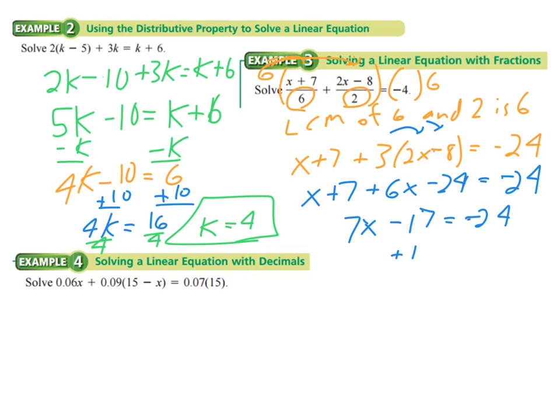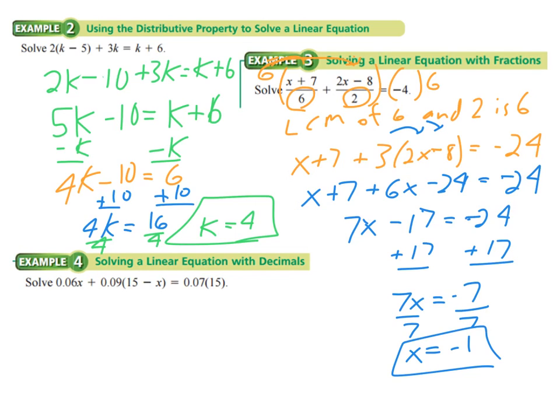Add the 17 to both sides. We get 7x equals negative 7. Dividing by 7, we get x equals negative 1. And so that's what that one looks like. Again, you can always check by plugging that back into the original and making sure that that works. And the last one on this slide.